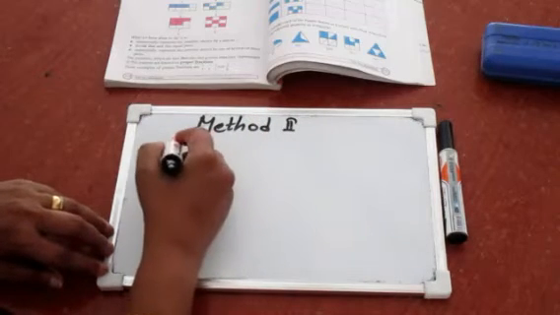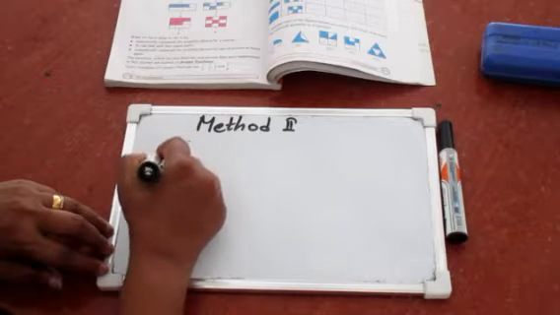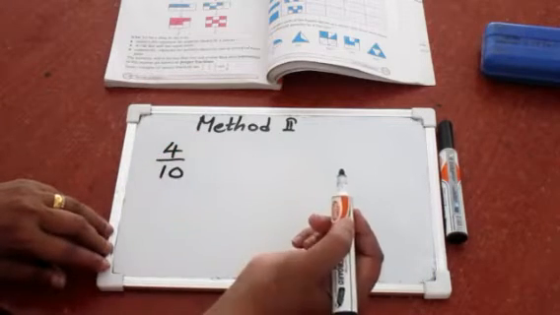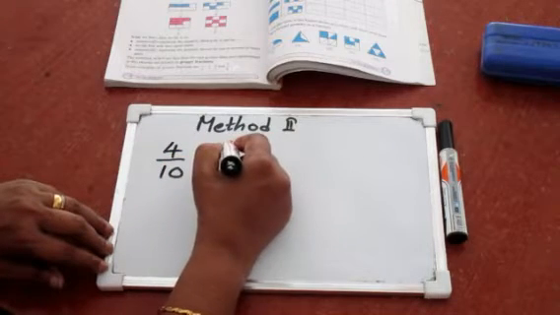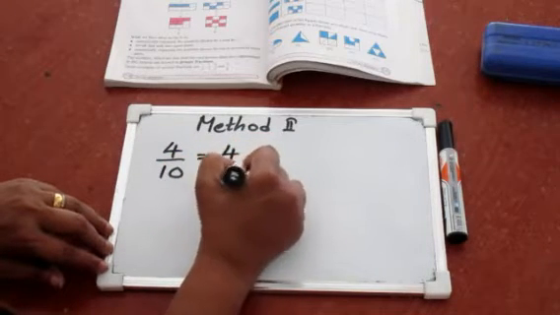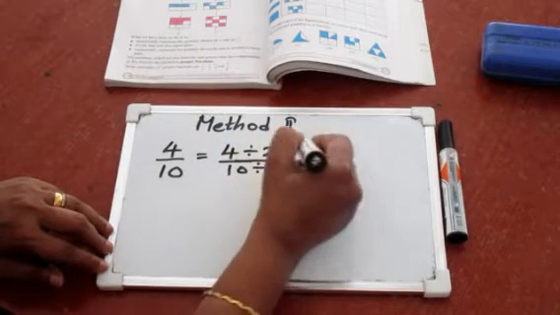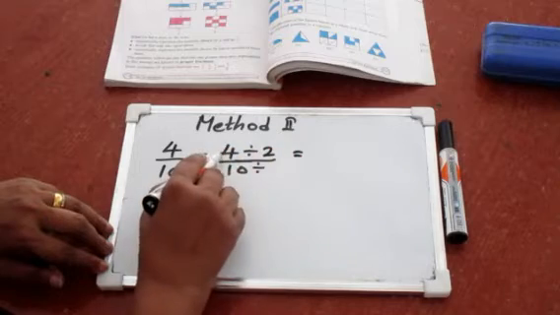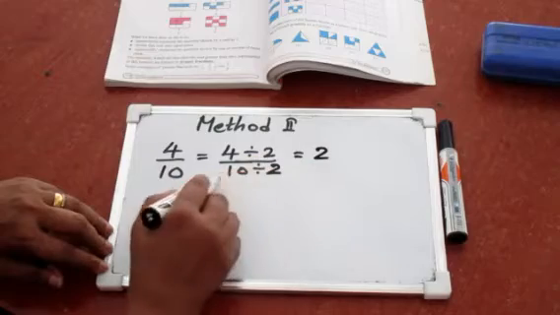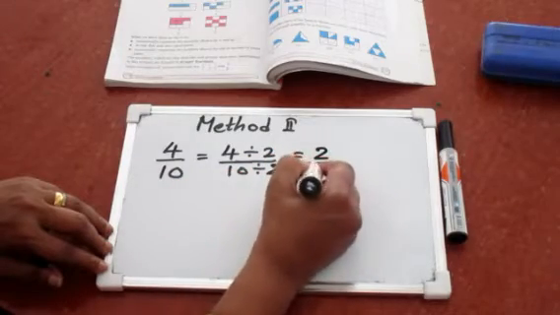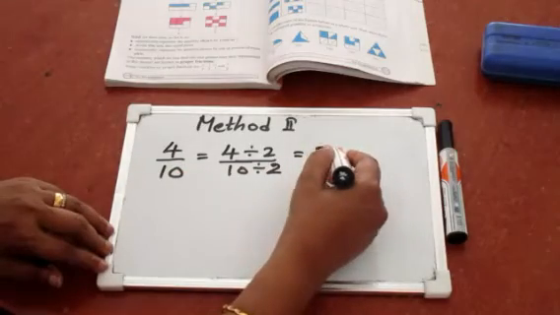Divide both numerator and denominator of a fraction by the same value. Now 4 over 10. We can divide both numerator and denominator of this fraction by 2. Then the new numerator is, when we divide 4 by 2, 2. When we divide 10 by 2, it is 5. Then the equivalent fraction of 4 over 10 is 2 over 5.